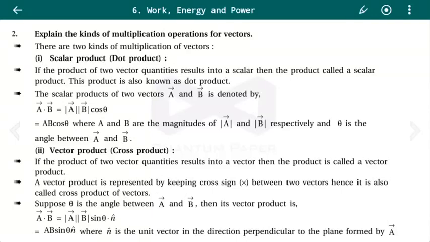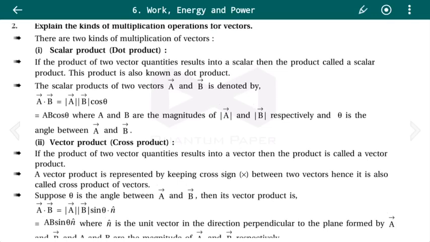In this video we are going to discuss the kinds of multiplication operations for vectors of chapter number 6, work, energy and power. Explain the kinds of multiplication operations for vectors.